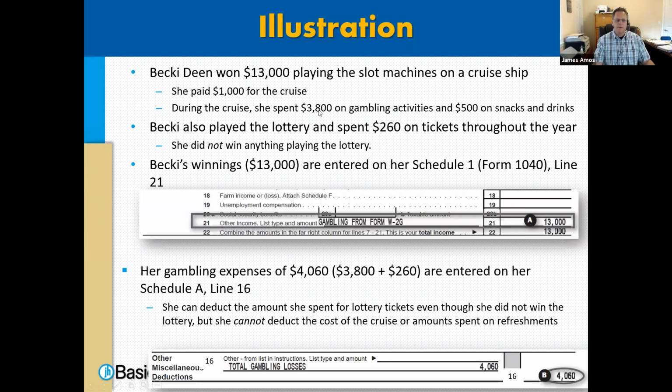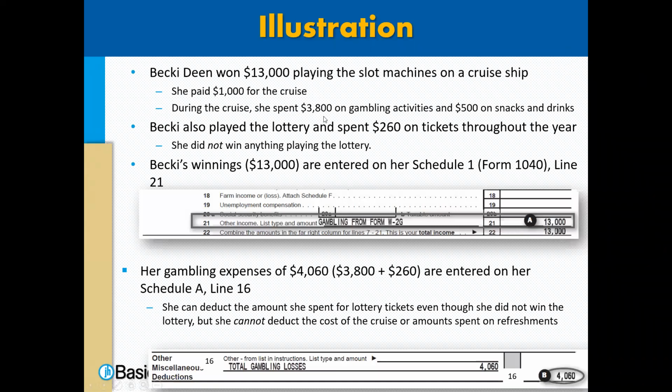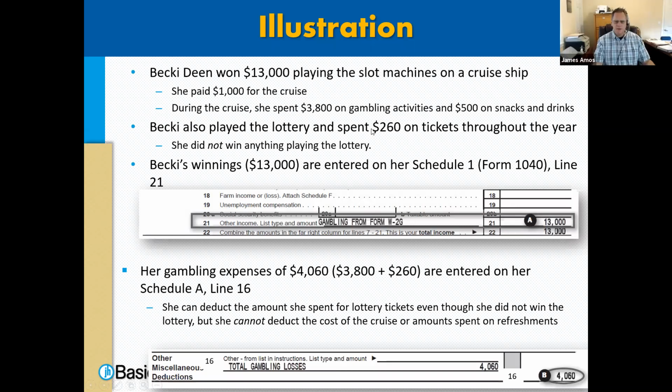Of her gambling expenses, what does she get to take? $3,800 and the $260 per ticket. Yeah, she gets to take the $3,800 and the $260 that she spent on tickets. $3,800 plus $260 is $4,060, and under miscellaneous itemized deductions, she takes $4,060. She does not get to take the amount that she paid for the cruise. That has nothing to do with it, or the amount she ate while she was there. So none of that has anything to do with it.